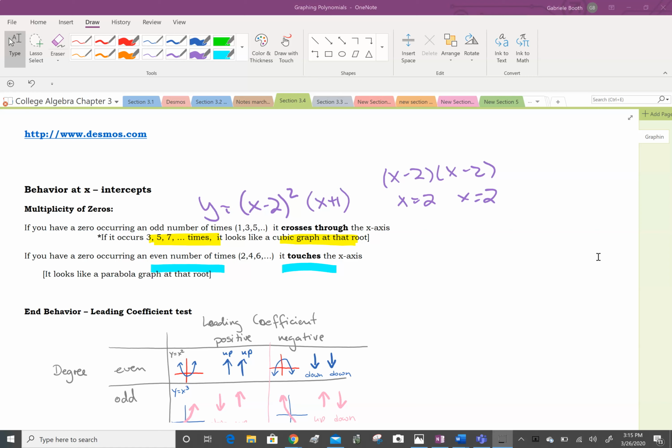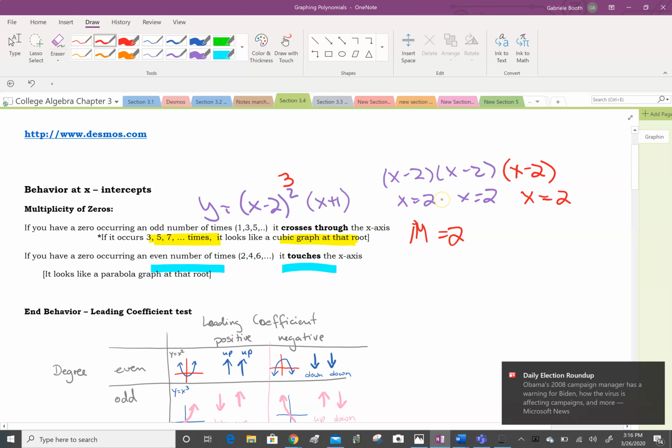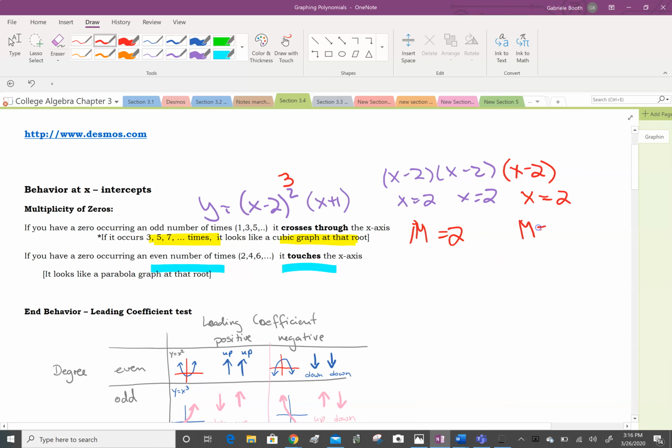So here we actually have a multiplicity of 2, because x equals 2 is there twice. If this were to be a 3, then we would write another x minus 2. You don't have to write them down, I just want to show you that we get the zero of x equals 2, which means now our multiplicity is equal to 3, if it's to the third power. So basically your exponent can tell you what the multiplicity is.